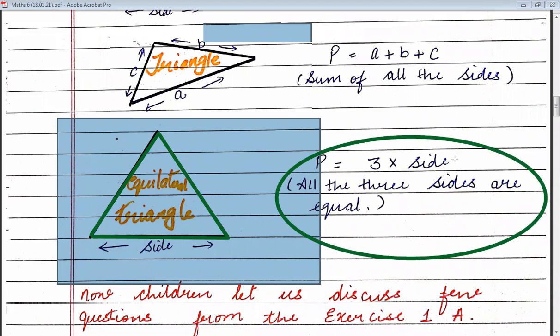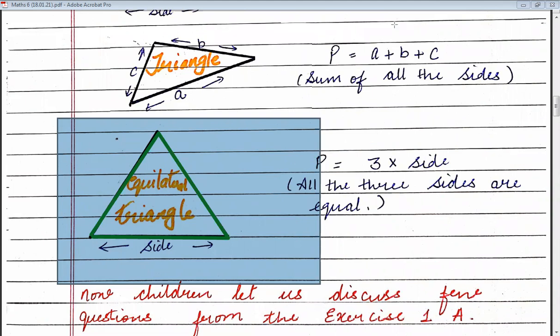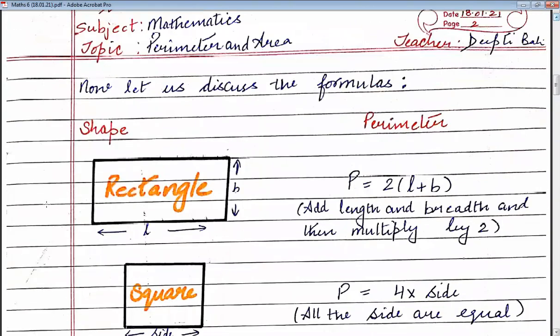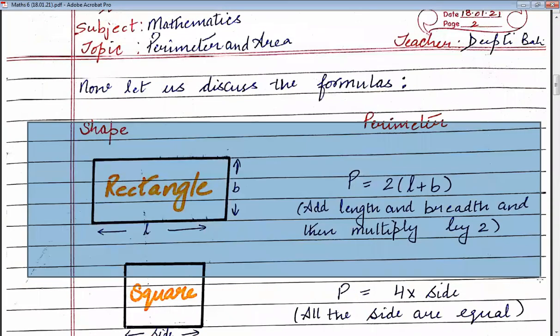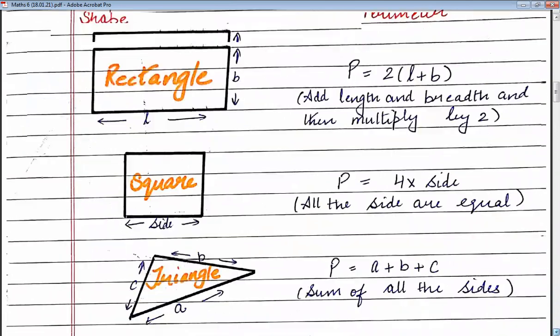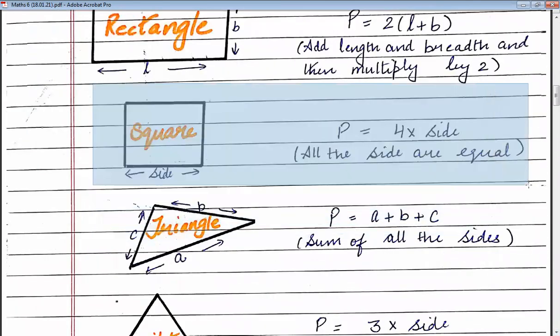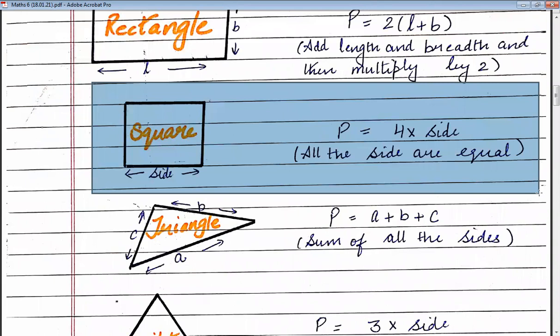Okay. Now let us repeat all the formulas one more time. Now your first formula is perimeter of rectangle. Now perimeter of rectangle is twice L plus B, where L is length and B is breadth. Okay. Now what is the perimeter of square? Perimeter of square is 4 multiplied by its side, because all the sides of a square are equal.